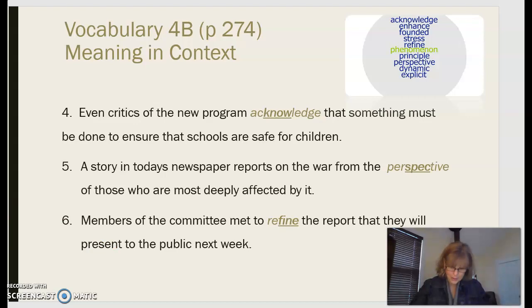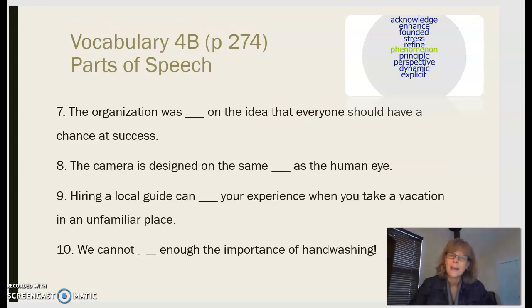Let's keep going and see where you use the last 4 words on your list. So we have these 4 sentences. First of all, what part of speech is missing? So let's start here. Number 7, the organization was blank. And this is actually a passive verb. I see that I need the participle, the other part of the passive, in order to complete this verb.